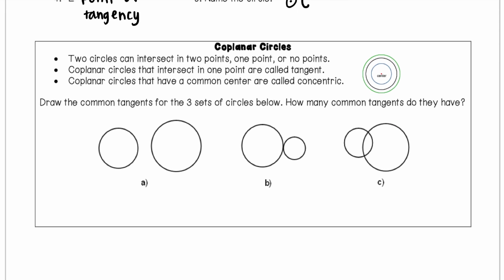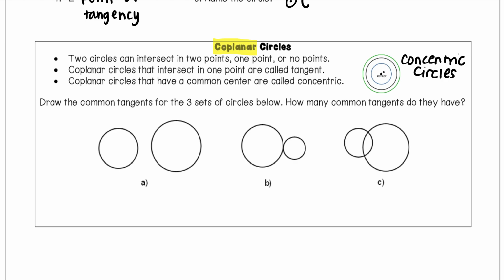So next we're going to look at coplanar circles. And by coplanar, remember, it just means it's on the same plane. So 2 circles can intersect either in 2 points, 1 point, or at no points. So the coplanar circles that intersect in 1 point will be called tangent, but coplanar circles that have a common center are going to be called concentric. So I have an example of concentric circles here. We can see that they have the same center point. So each circle here has that same center.